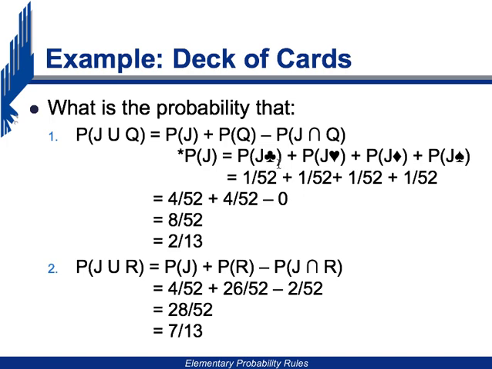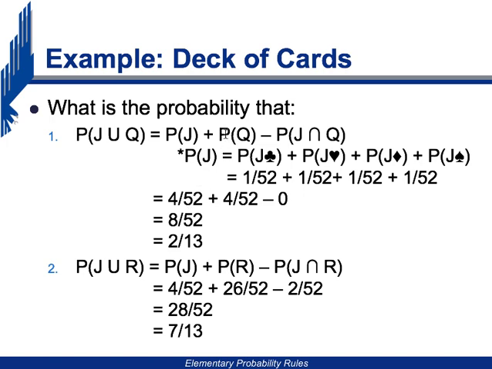Now, using classical method, we can assign the same probability to all these 52 outcomes. Therefore, the probability of each is 1 over 52. And we can use classical method here because we are randomly selecting one card out of the 52. So adding all these 4 probabilities will give us 4 over 52, and we will use that in the formula, in the computation for the union of J and Q.